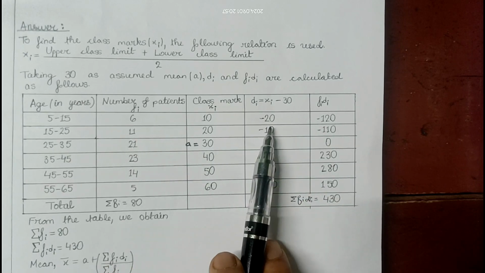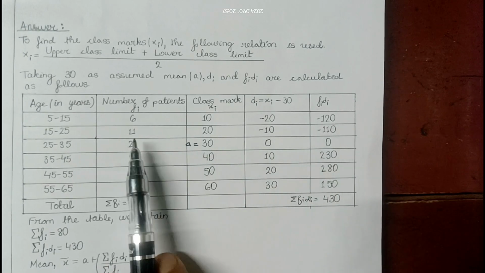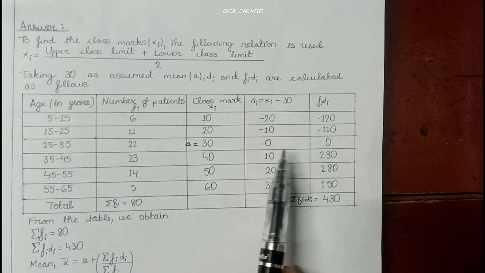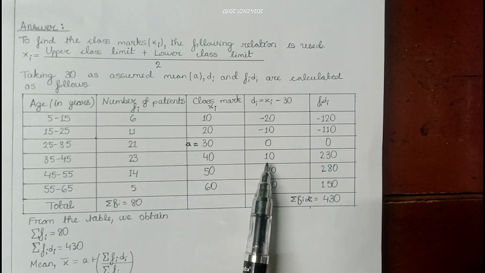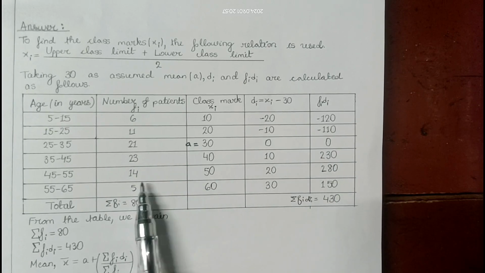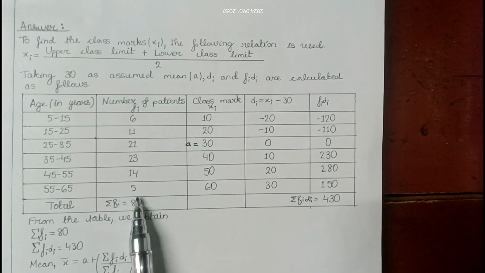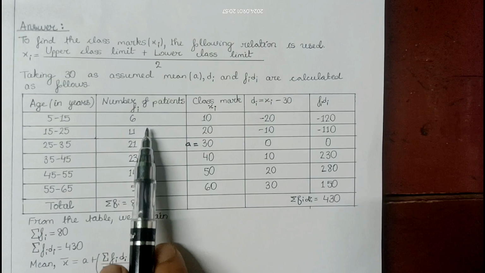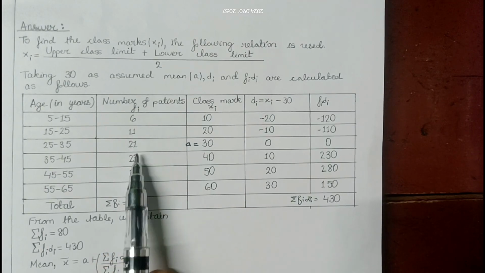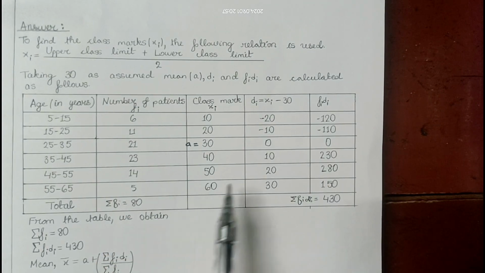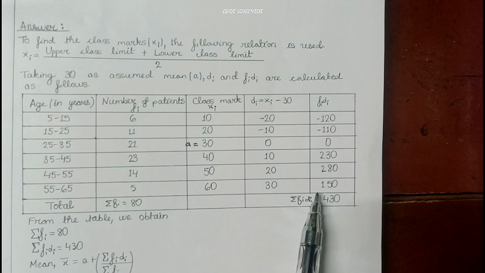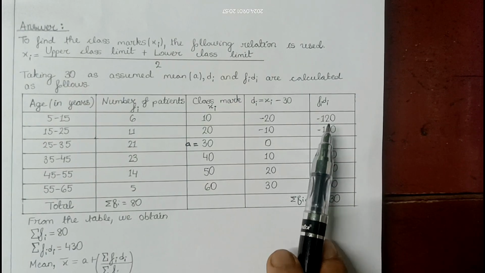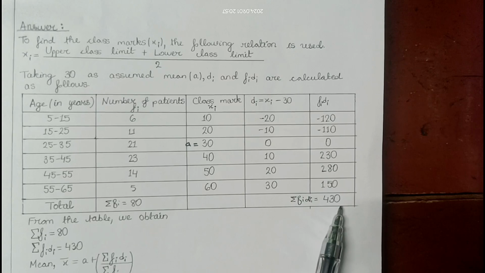Now 6 into minus 20 is minus 120, 11 into minus 10 is minus 110, 21 into 0 is 0, 23 into 10 is 230, 14 into 20 is 280, 5 into 30 is 150. Then we have to add all the frequencies. After adding all the frequencies, we got 80, and after adding all the fi di, all the positives we have to add together, all the negatives we have to add, then we got 430.